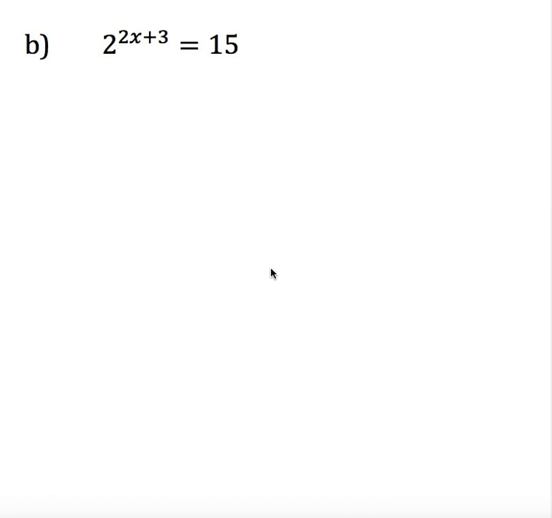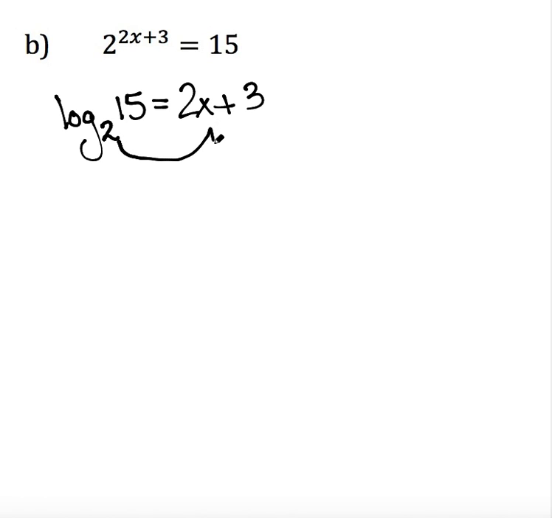Example 2b, solve 2 to the 2x plus 3 equals 15. My approach, again, we have two approaches. I prefer to rewrite this in log form. Okay, so I'm going to rewrite it as log base 2 of 15 equals 2x plus 3. So again, you can check your work: 2 to the 2x plus 3 is equal to 15. So I have it set up correctly.